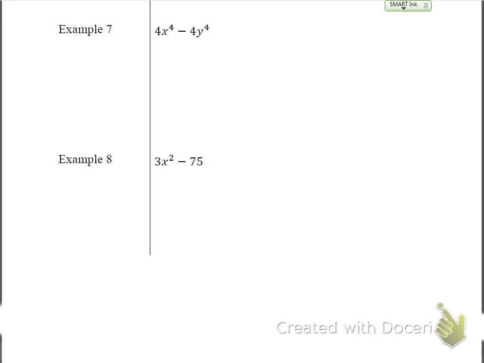Okay, example 7. We have 4x to the 4th minus 4y to the 4th. What should I do first? GCF. What is the GCF, guys? 4. So take out the 4. Okay, 4 times x to the 4th minus y to the 4th. There we go. Okay, can I do anything else or am I done? There's a difference of two squares, right? So let's bring down the GCF and set up a difference of two squares.